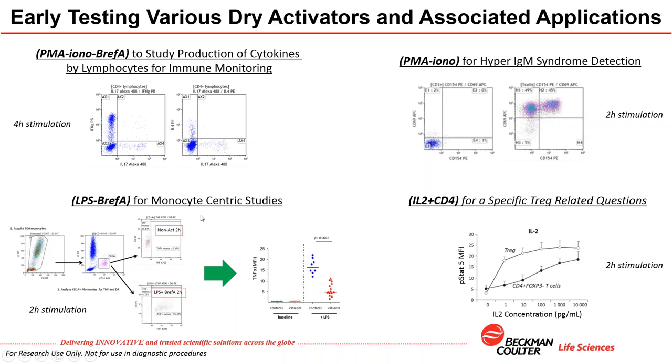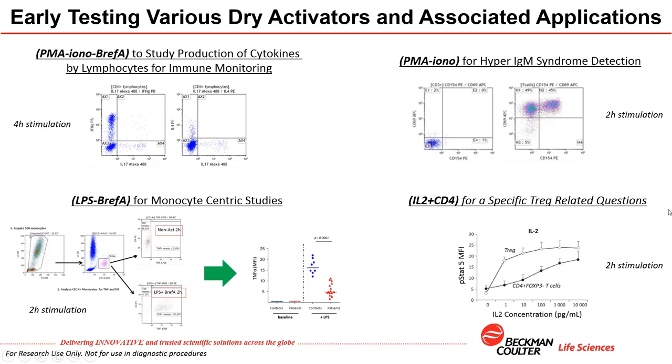We then also looked at other populations, such as monocytes, thanks to an activator composed of LPS and Brefeldin A. In that case, the underlying question behind this assay was related to the ability of patients under septic shock to produce TNF-alpha. This was a research project in collaboration with collaborators from Lyon University, and we could see that this simple assay could potentially be a biomarker for sepsis detection.